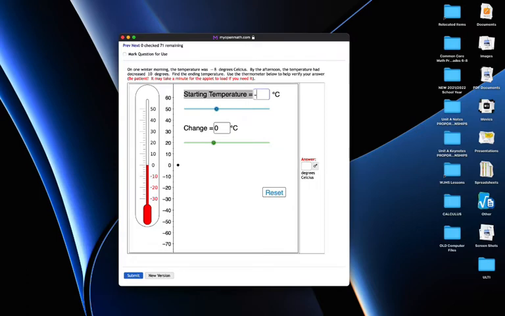So as soon as we type in -8 and go to the next open spot, notice that the thermometer is at 0, but as soon as we input the starting temperature, the thermometer drops down to -8 here. And then the change in temperature, the temperature had decreased 10 degrees, so that would be a change of -10 degrees. And as soon as we do that, we can see that the temperature is now down here at -18 degrees.